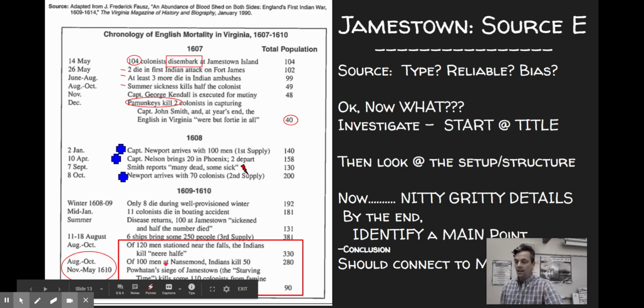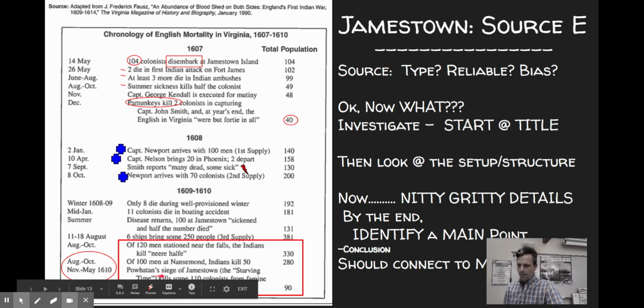Once again, of 100 men at Nansemond, Indians kill 50. So once again, they're killing half each time. 60 there, 50 here. All of a sudden, the Indian attacks are kicking up, because at the beginning it was just 2 or 3 more. And now we're getting big things going on. I wonder why they were in so much more contact.